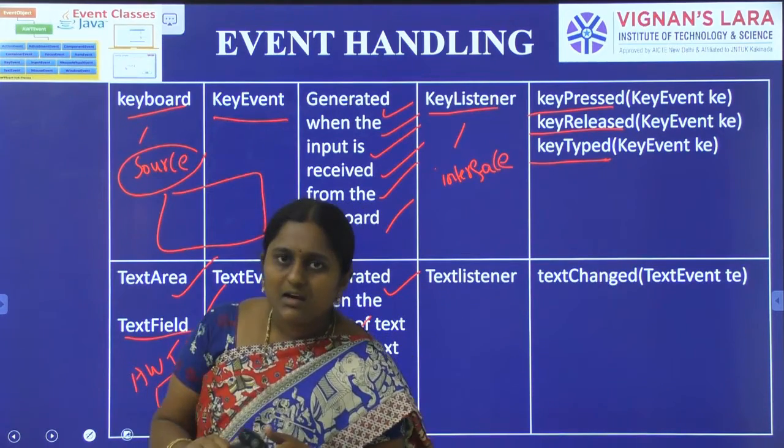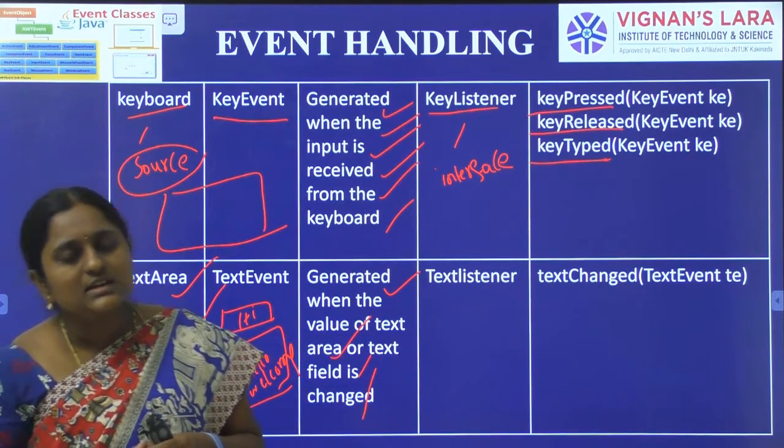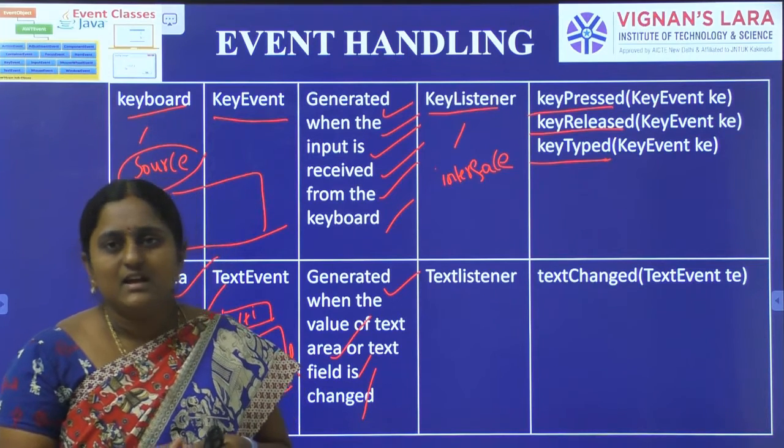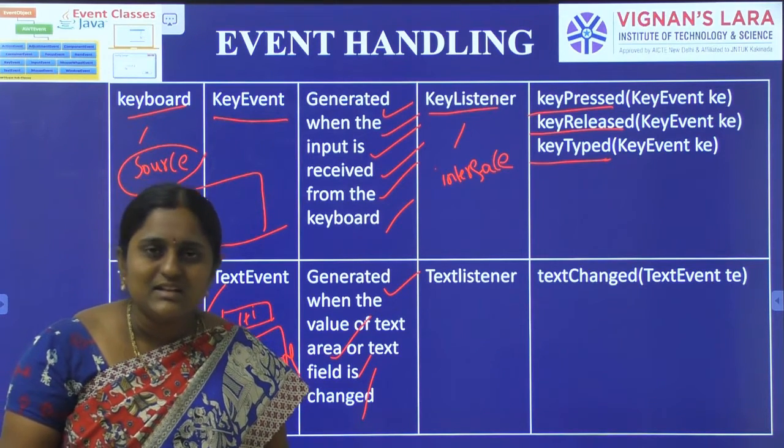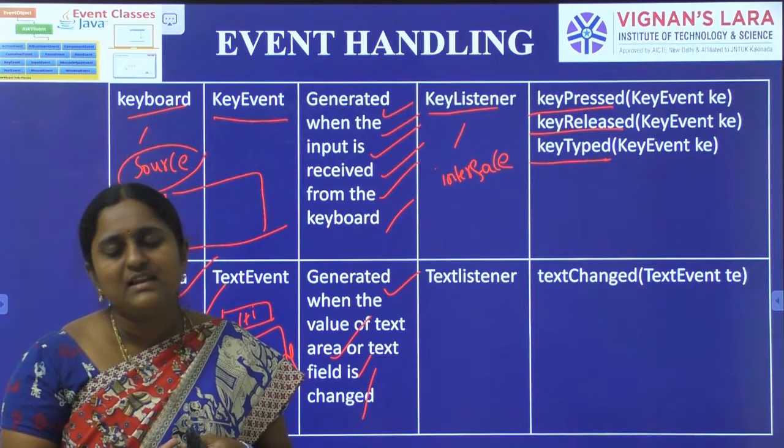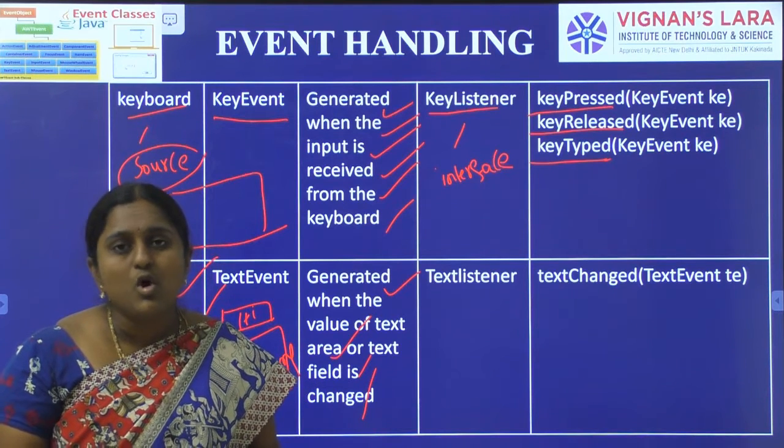When the event is generated, what will happen? The event is sent to the corresponding listener interface. For handling these events, first of all, every listener should register with one or more sources.